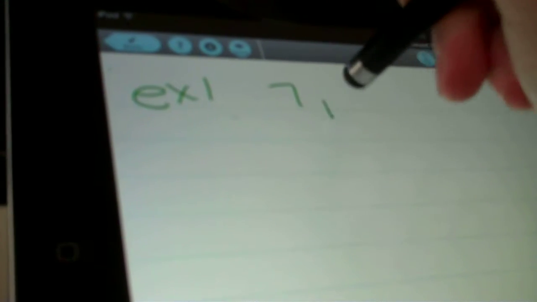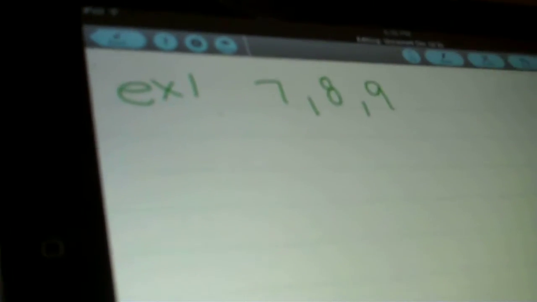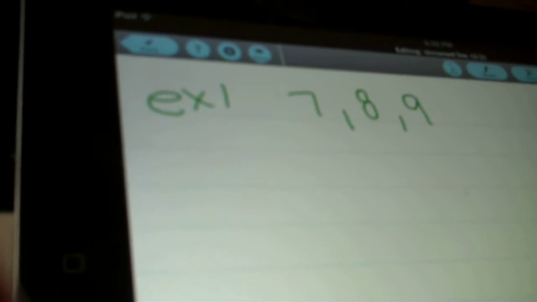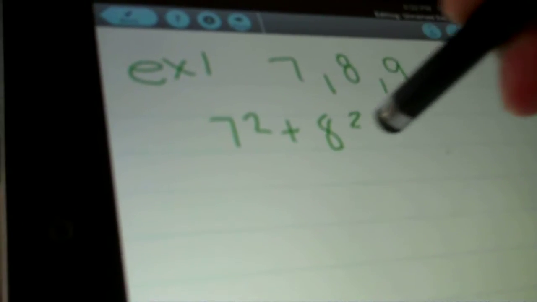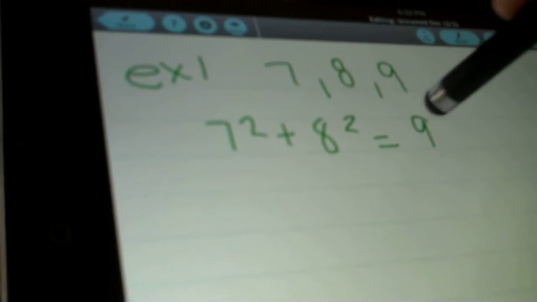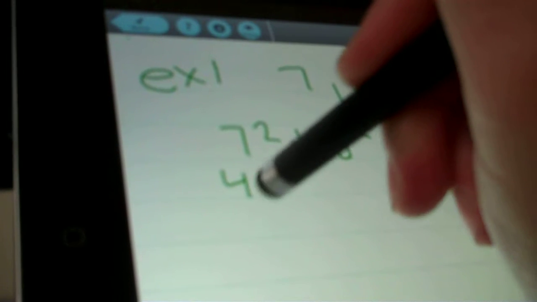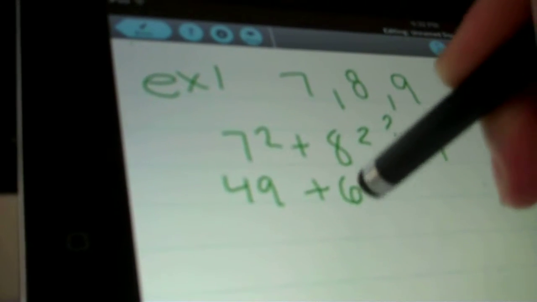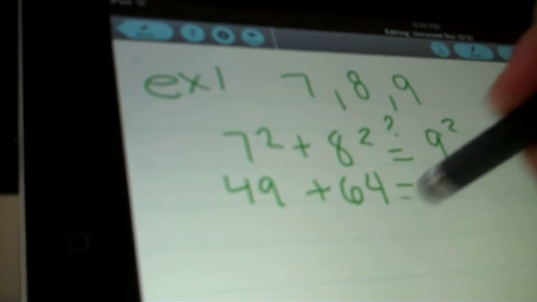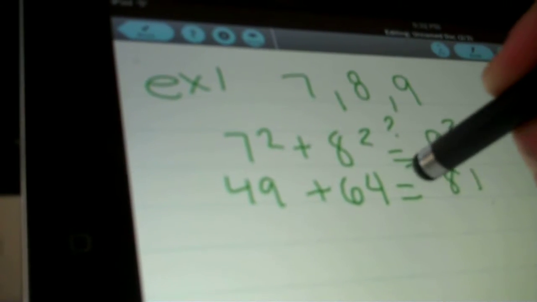All right, so let's try example 1. We'll do 7, 8, and 9. All right, so we know that the a and the b have to be the two smaller numbers. So in this case, my two smaller numbers are 7 and 8. So I'm going to do 7 squared plus 8 squared, and see, does that give me 9 squared? I'm going to put a little question mark. Well, I know 7 squared is 49, and 8 squared gives me 64, and 9 squared gives me 81.